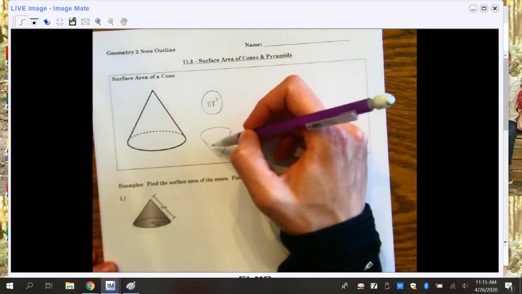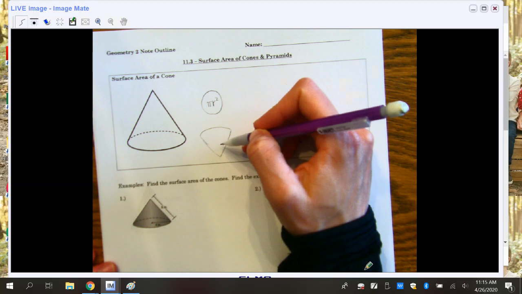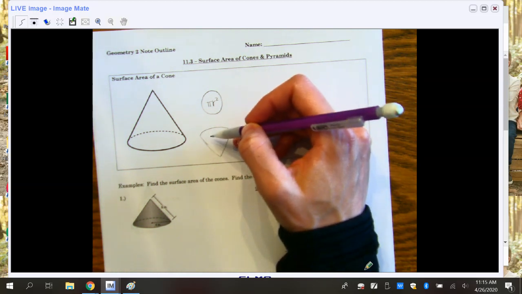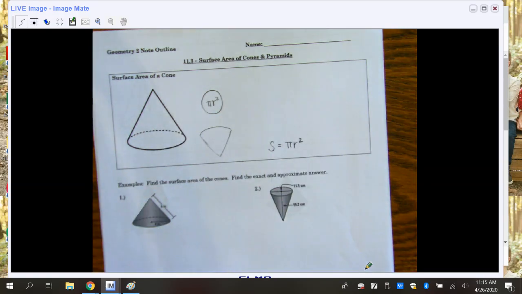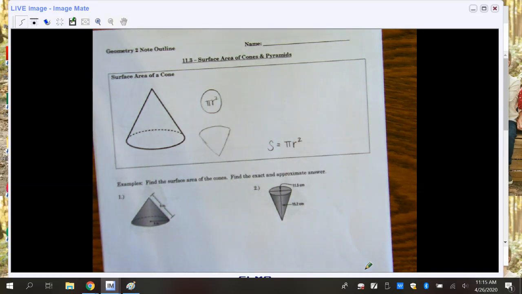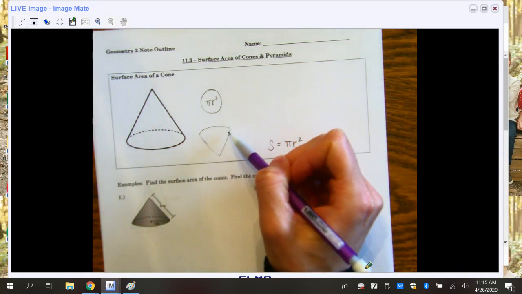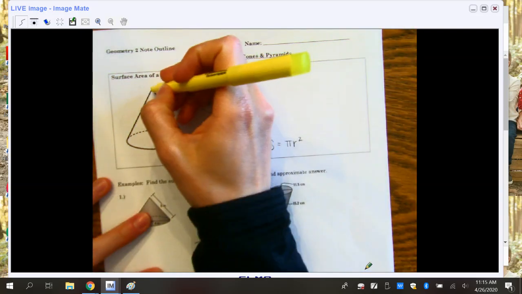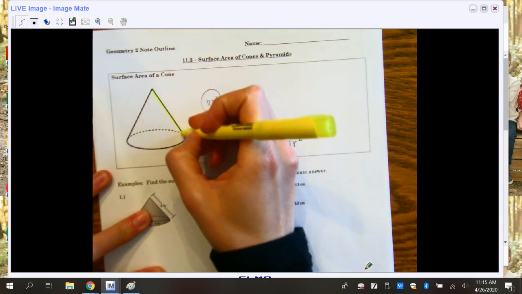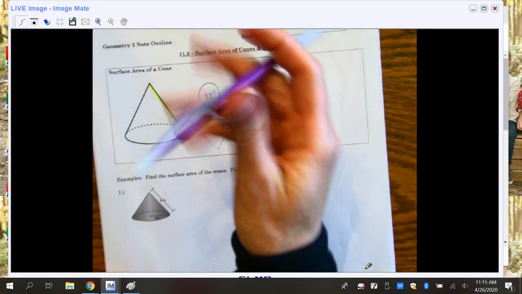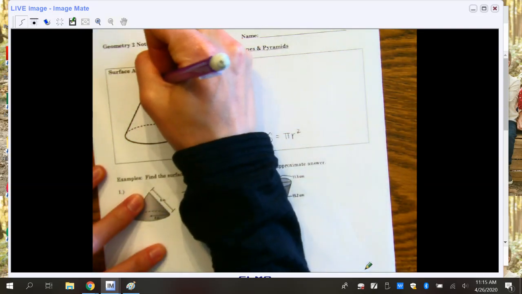Okay. All right, so now we have to talk about the area of this piece. So it's not like a triangle or a square or any other shape that has lines or segments as the parts of it. We've got this little slanted piece right here. So there's a special part of both a cone and a pyramid that we will need to use to find the surface area. And that's this piece that I've highlighted right here.